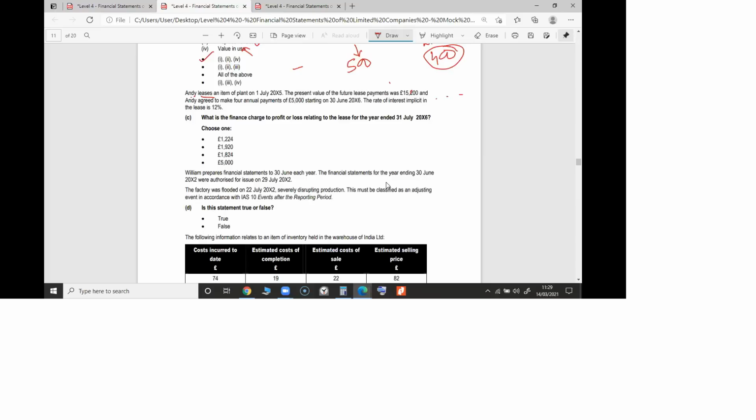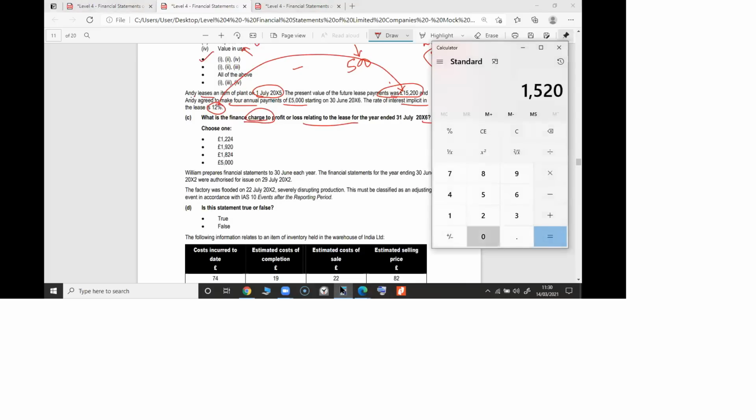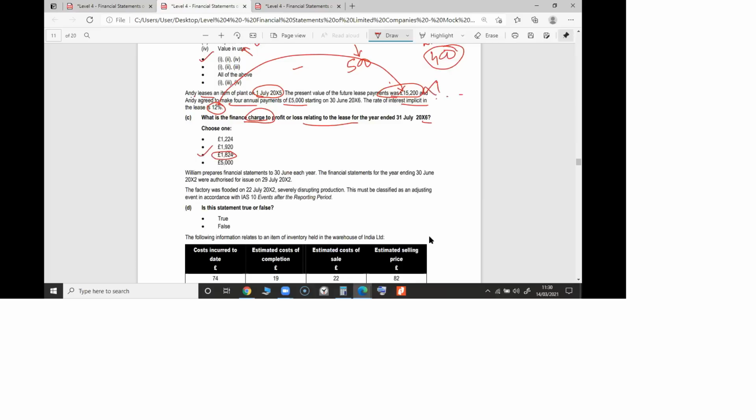Andy leases an item, a plant, on July 15, 2015. The present value of the future lease payments is given as 15,200, and Andy agreed to make an annual payment of 5,000. The rate of interest implicit in the lease is 12%. So on the 12%, you have to do it on the present value figure. So what is the finance charge, profit and loss? Easy answer: 15,200 times 12%, 1824. 1824. Agree with me, yeah? We do have an option here, 1824. You just need to do 12% on it.